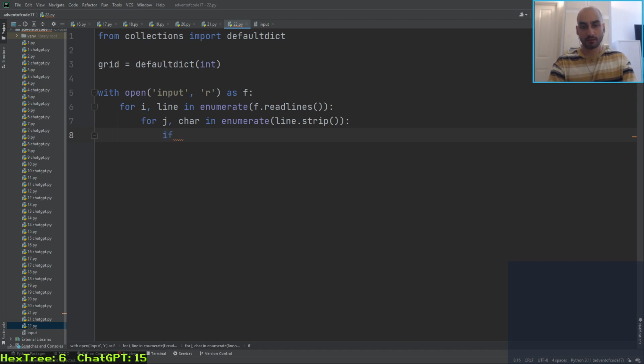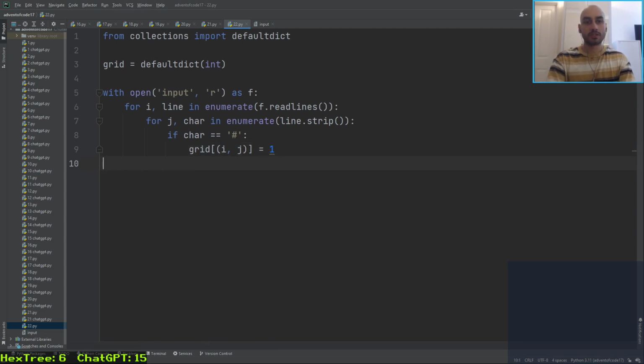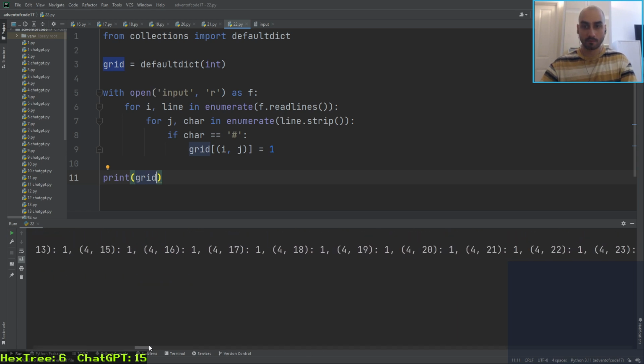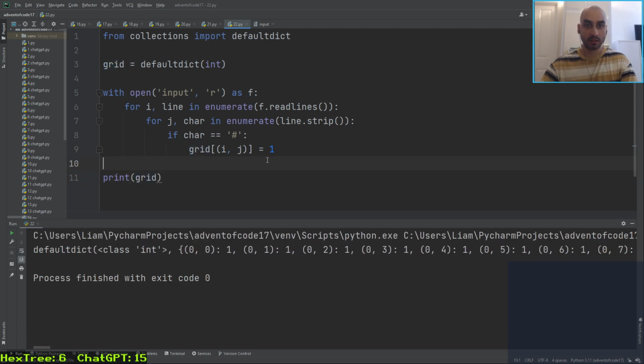If char is hash, then grid of ij equals 1. Otherwise it's just defaulted to 0. We don't need to do anything else. Let's just check this works. Print grid. Yeah. Okay. So we're not storing the zeros. That's more efficient, really. But okay.